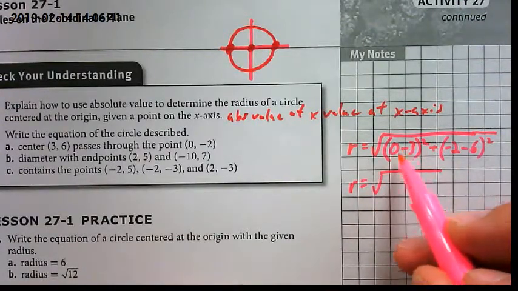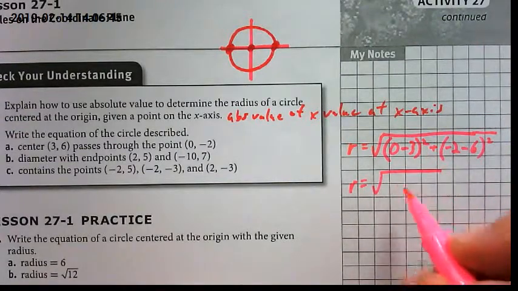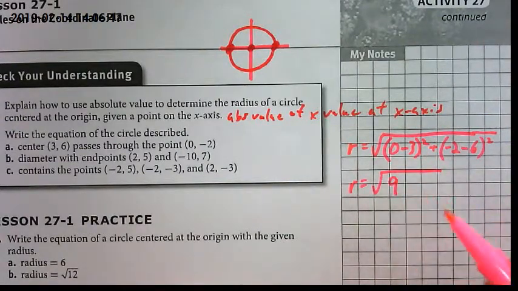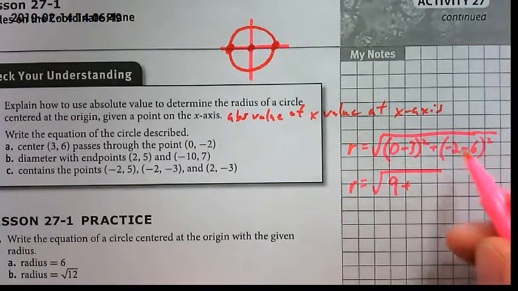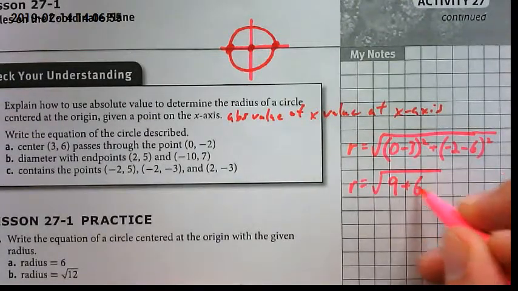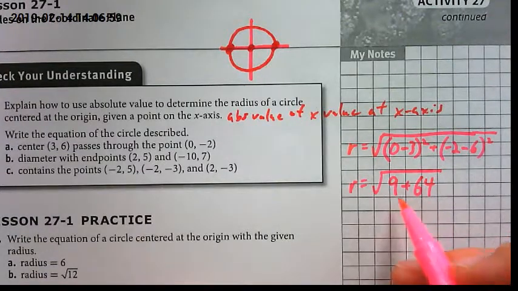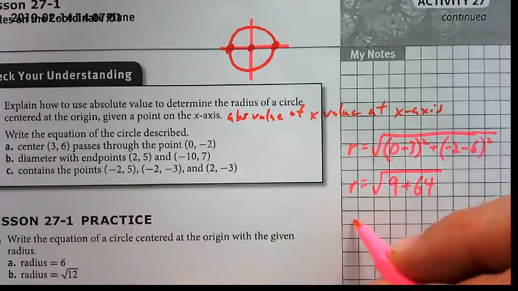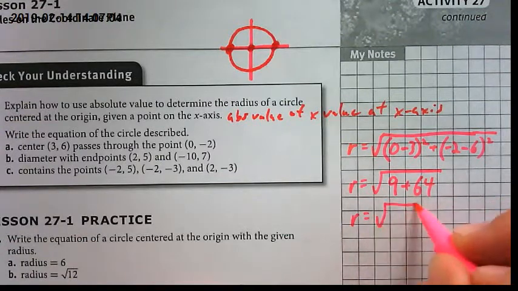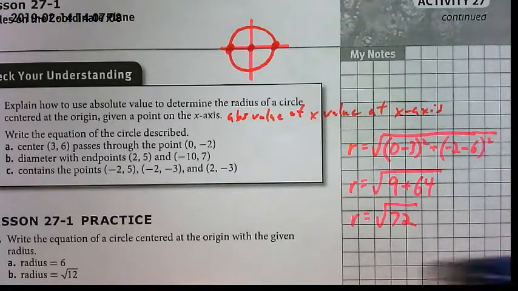All right, 0 minus 3 is negative 3. Negative 3 squared is 9. Plus negative 2 minus 6, negative 8. Negative 8 squared, 64. Again, your values at this point should always be positive. 9 and 64 add up to 73. Sorry, I thought I heard you say 72.